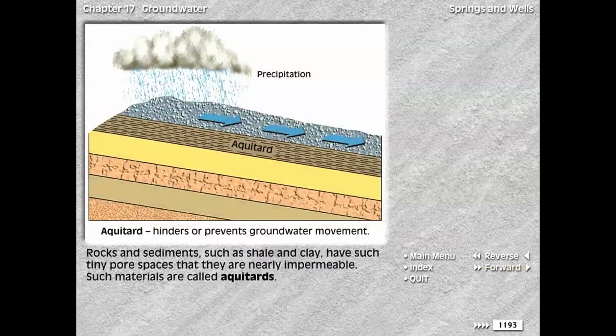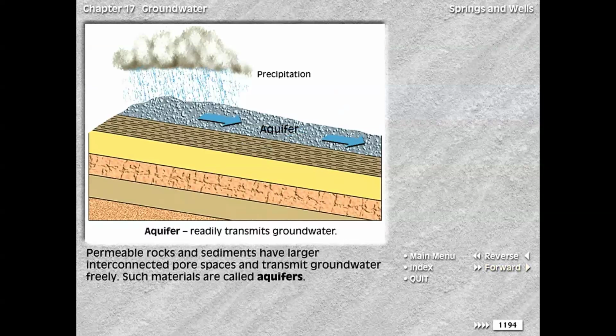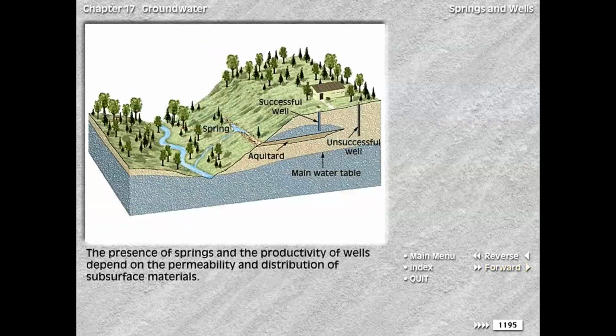Rocks and sediments, such as shale and clay, have such tiny pore spaces that they are nearly impermeable. Such materials are called aquitards. Permeable rocks and sediments have larger interconnected pore spaces and transmit groundwater freely. Such materials are called aquifers. The presence of springs and the productivity of wells depends on the permeability and distribution of subsurface materials.